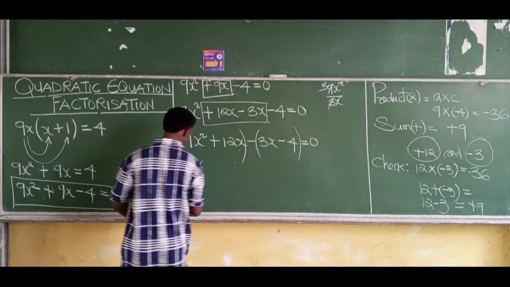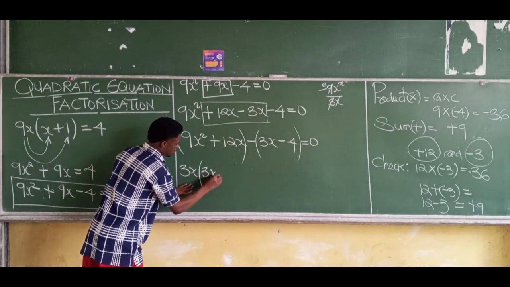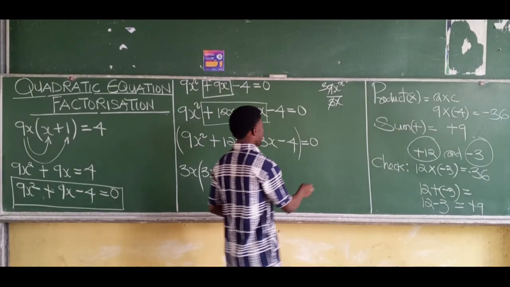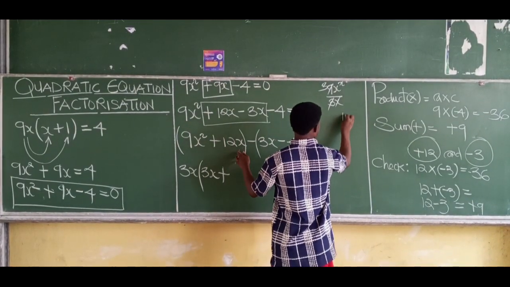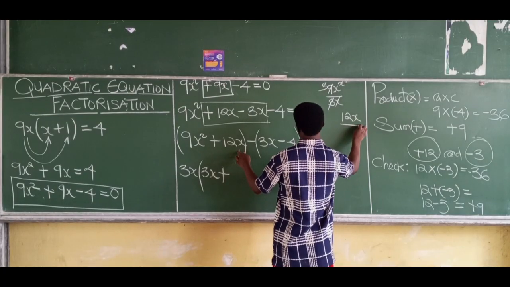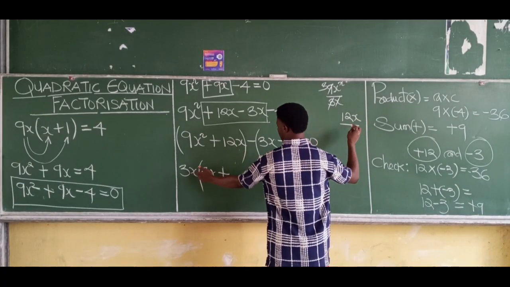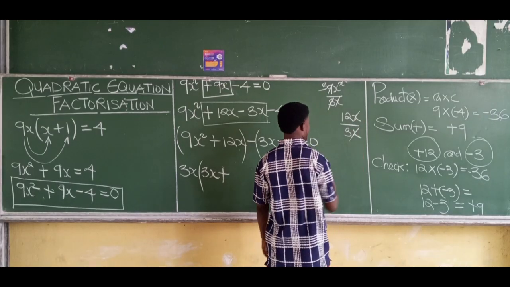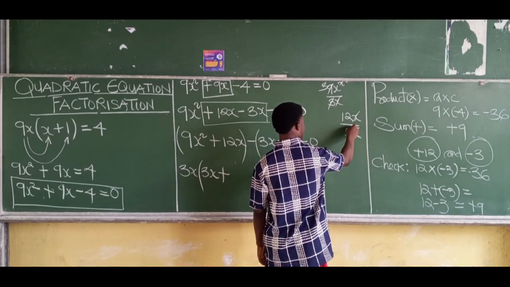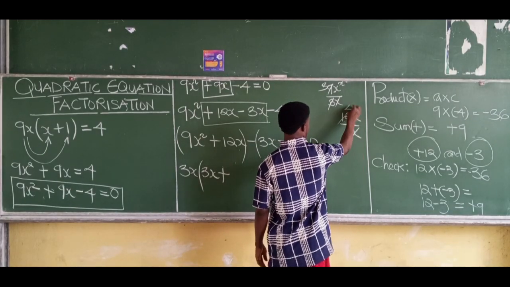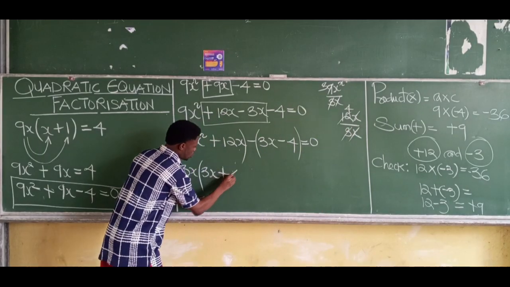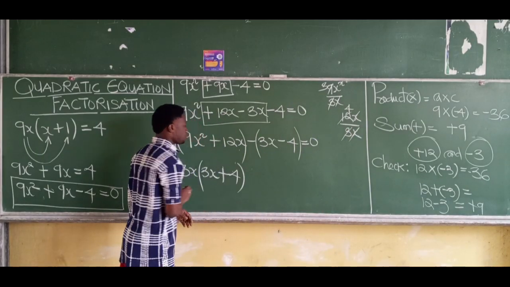So what should be written here is 3x plus 12x divided by 3x. The x and x cancel, and 3 into 12 is 4 times. So we are just left with 4. That is for the first bracket.